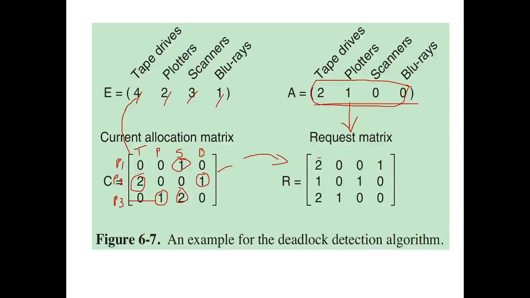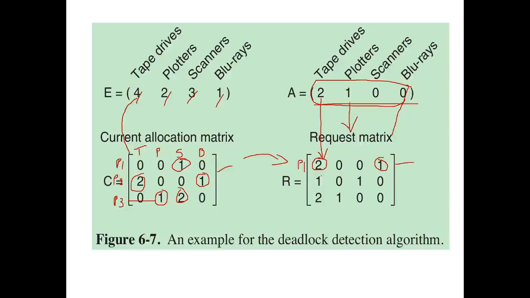So the tape drives, see, process 1 needs 2 tape drives, and how many tape drives are available here? 2 tape drives. So you can fulfill the demand of process P1, but here it is also requesting 1 Blu-ray, but Blu-rays are not available. There are 0 Blu-rays. That means currently you cannot fulfill the request of process P1. Even if there are 2 tape drives, Blu-rays are not available, and process P1 is requesting them at a time. So P1's demand cannot be satisfied currently.